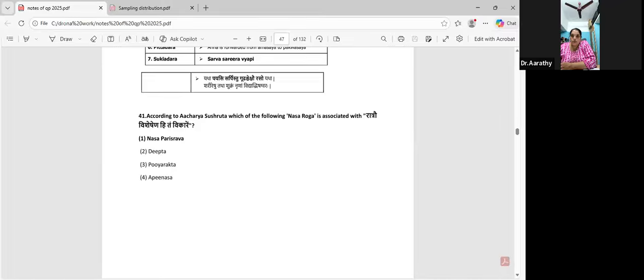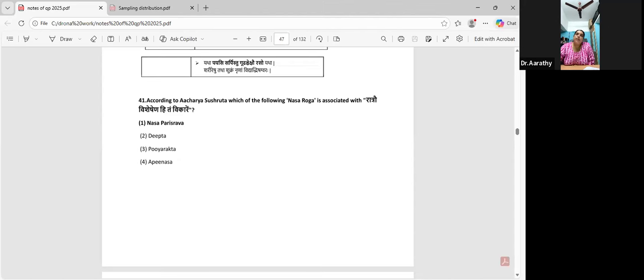Question number 41. According to Acharya Sushruta, which of the following Nasa rogas is associated with Ratrau Visheshena Hitam Vikare? It is Nasa Parishrava. It is a very direct question. Also study the features of Deepta, Puyarakta, Apinasa, etc. As I said, Shalakya 1 is what most of them would study. Shalakya 2 is comparatively a lightly taken subject. Shiroroga, Kapalaroga, until then everybody would be fine. Then Karnaroga, 70 to 80% of them will study Karnaroga also. Right from Nasa Roga, the percentage of students studying those starts declining much. That is because you get saturated after Shiroroga, Karnaroga and all.